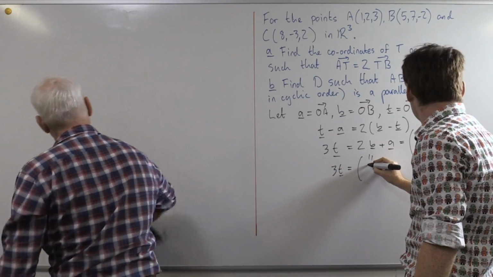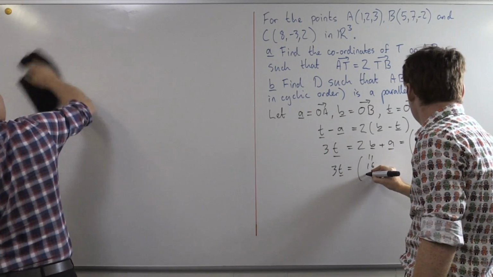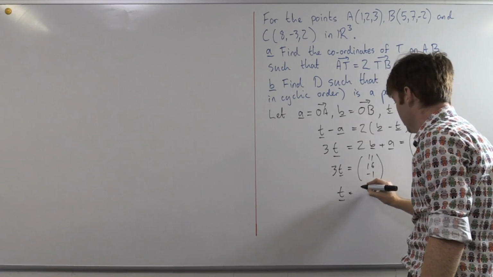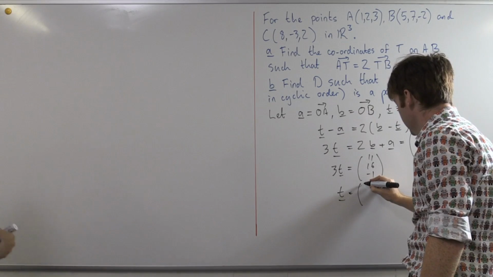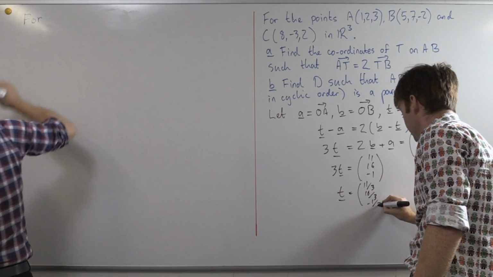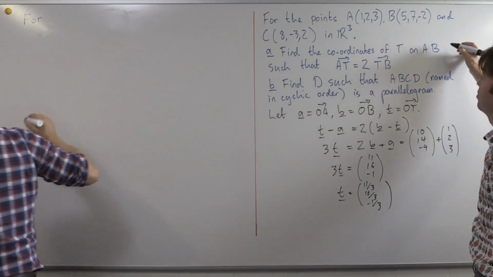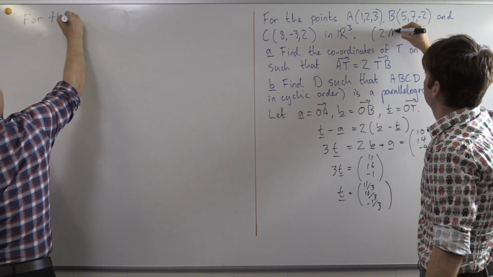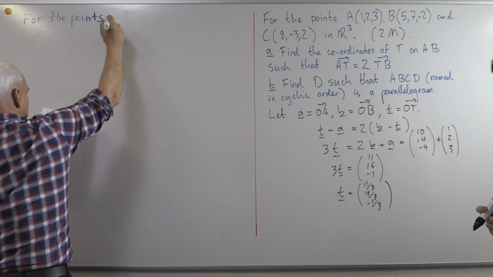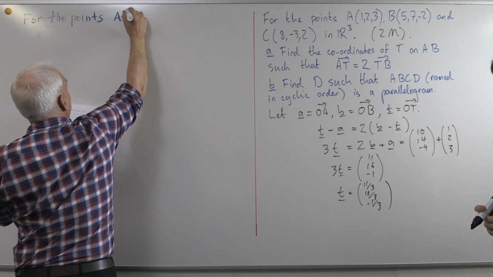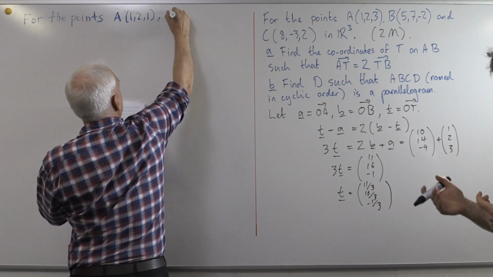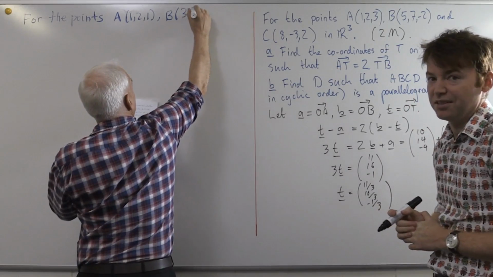11, 16, negative 1. So T is equal to 1/3 of all that, which is 11 on 3, 16 on 3, and negative 1 on 3. And this is a 2-mark question, by the way. Okay. This is straight up how I would answer this question.